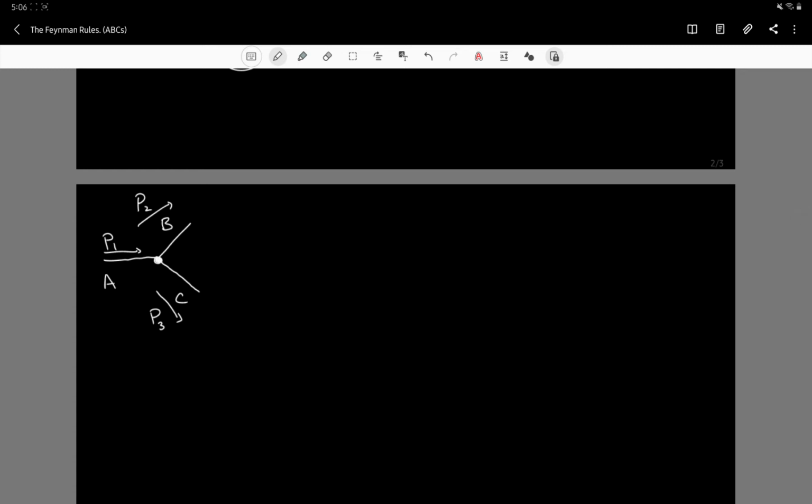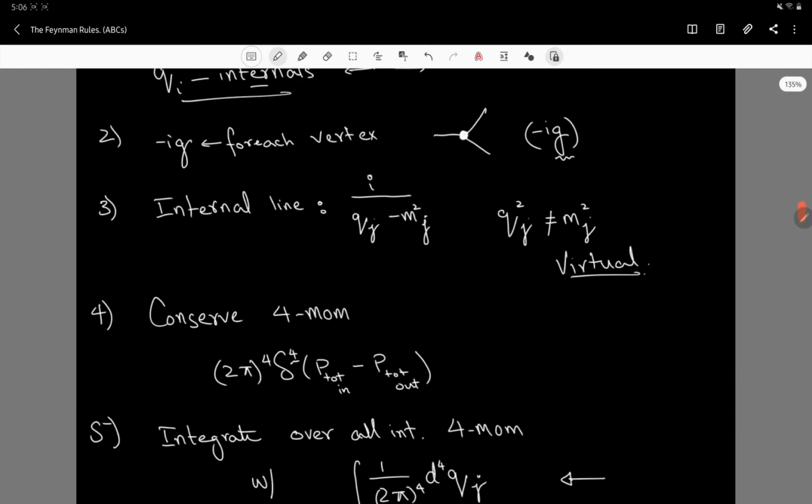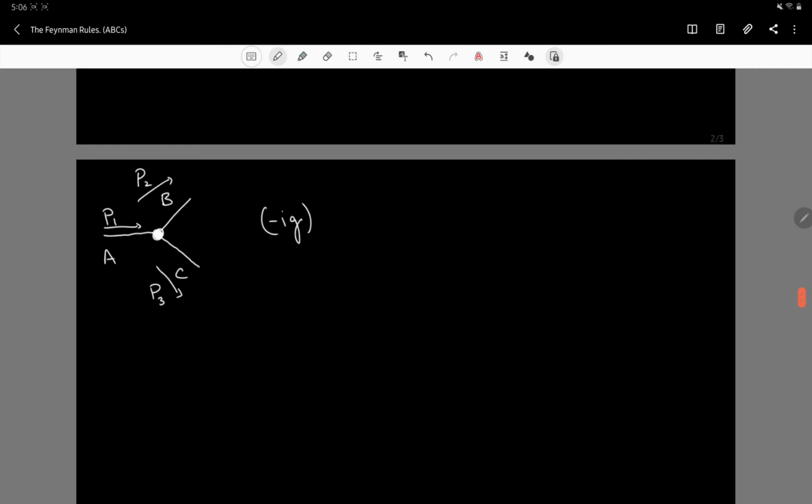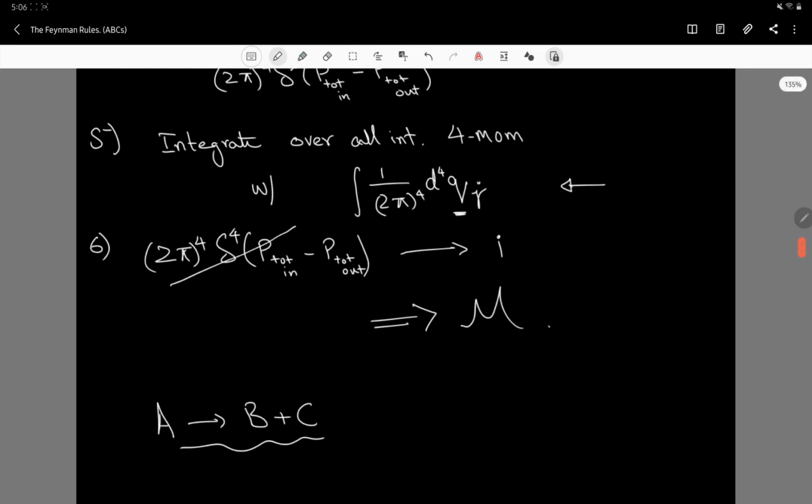The next step is to associate a factor of negative iota g with each vertex. We can see that we just have one vertex over here, so this just comes one time, right? What is rule number 3? Rule 3 is that for internal lines you associate this factor. But we know that in this diagram there is no internal line, so we can skip rule number 3.